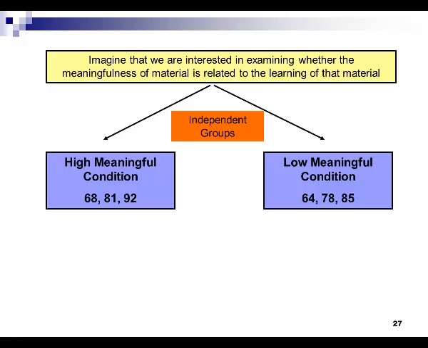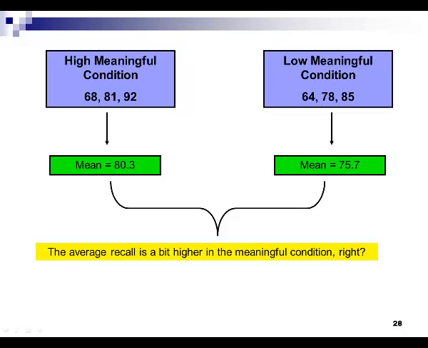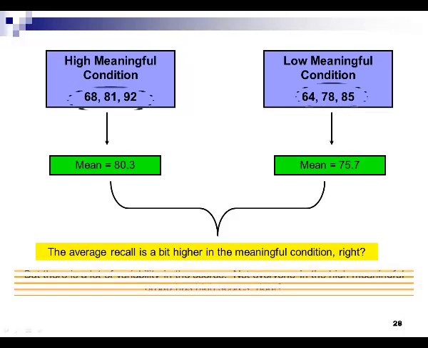Let's say that this is the high meaningful condition, and these are the scores in terms of learning. The scores range from 68 to 92. And in the low meaningful condition, where it doesn't relate to your major, the scores range from 64 to 85. Okay, the mean in the high meaningful condition is 80.3, and the mean in the low meaningful condition is 75.7. Okay, we see that the average recall in the high meaningful condition is higher.